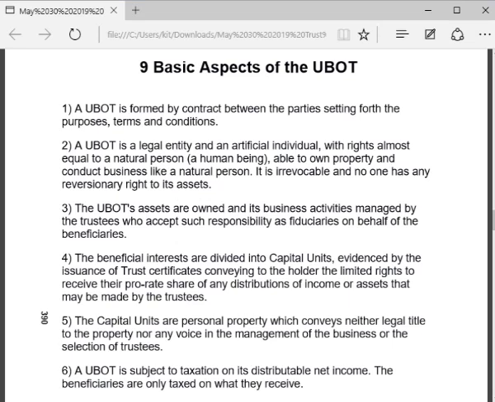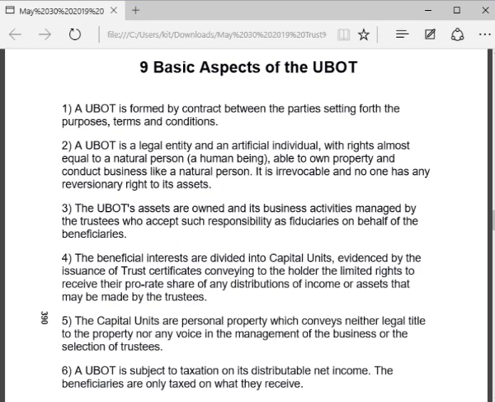1. A UBOT is formed by contract between the parties setting forth the purposes, terms, and conditions. 2. A UBOT is a legal entity and artificial individual with rights almost equal to a natural person, a human being, able to own property and conduct businesses like a natural person. It is irrevocable and no one has any reversionary rights to its assets.